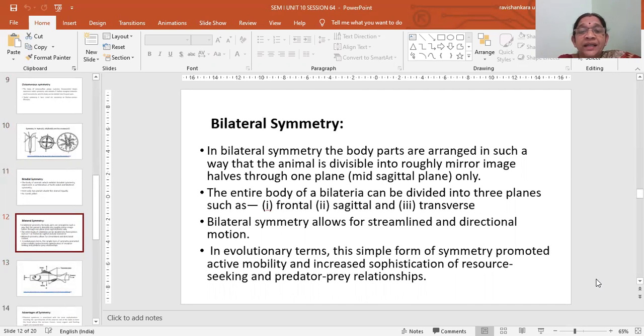Bilateral symmetry is noted in higher organisms, the triploblastic animals, which can be divided into two equal halves with an imaginary axis, and these two halves may be frontal, sagittal, or transverse. Bilateral symmetry allows for streamlined and directional motion. In evolutionary terms, this simple form of symmetry promotes active mobility and increases sophistication of resource seeking and predator prey relationship.